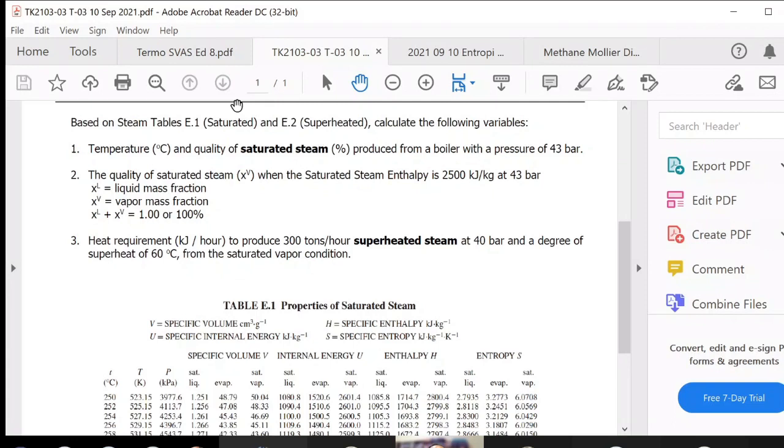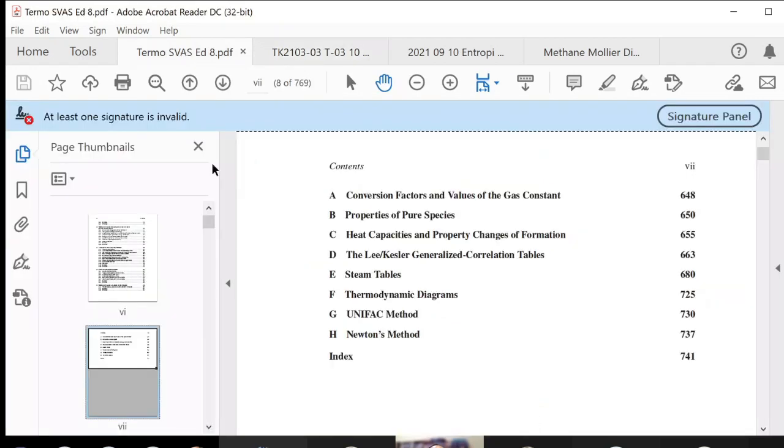There is a saturated steam table, there is a superheated steam table. Now you need to get familiar with the table. This is for water, this is not for methane. Okay, in the textbook, you can check from the contents of the appendix. It is steam tables, appendix E, the page is 680.